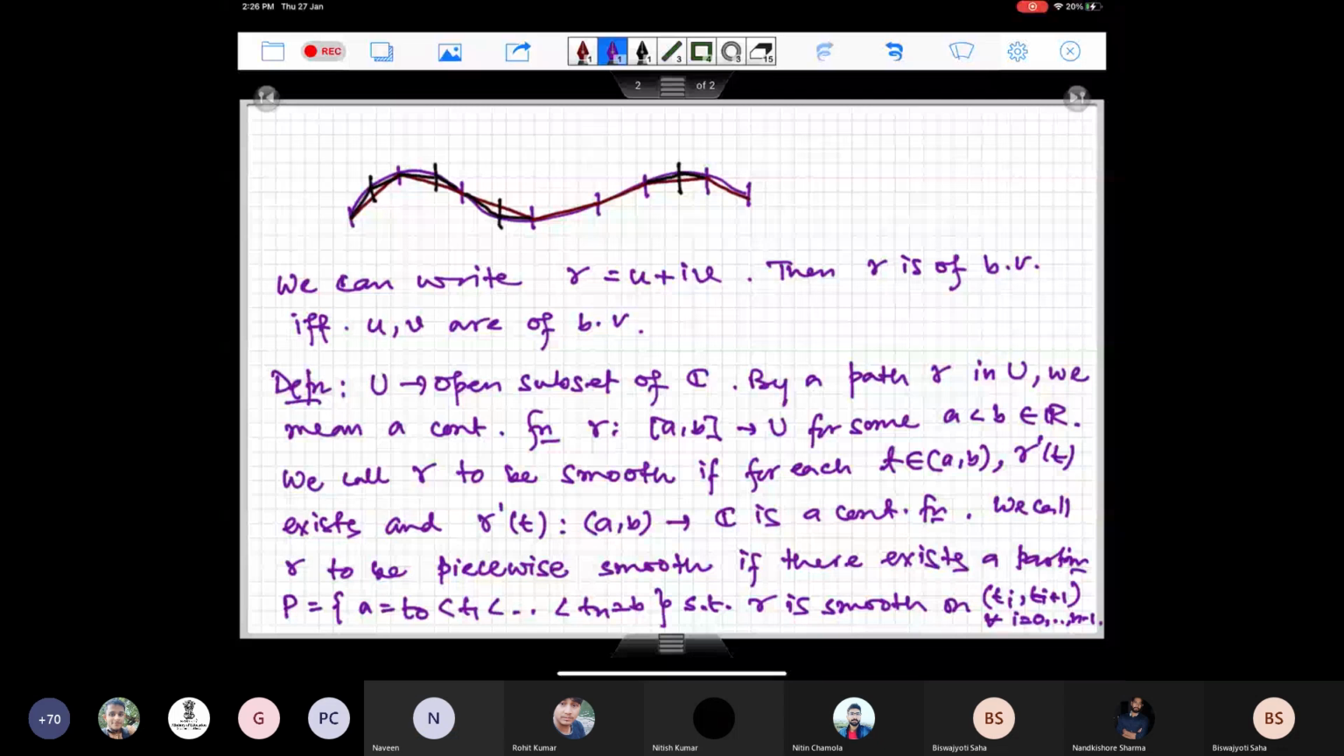As far as the integration is concerned, finitely many points are not going to be of much interest. Therefore we might also work with piecewise smooth curves. So why am I telling you about piecewise smooth things? The reason is that these curves are of bounded variation.